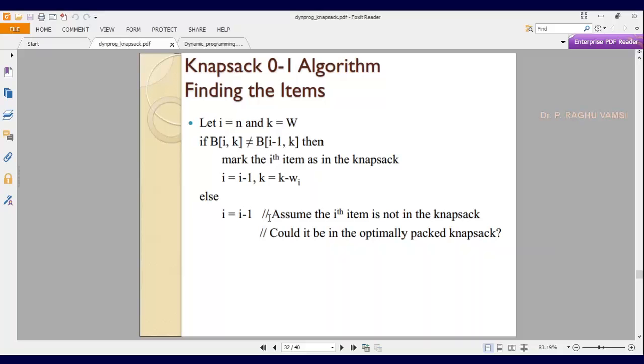So this is the way we compare with the previous sets, and we take a decision whether the item is to be included in the knapsack or not. This is the 0/1 knapsack problem that can be solved via dynamic programming.